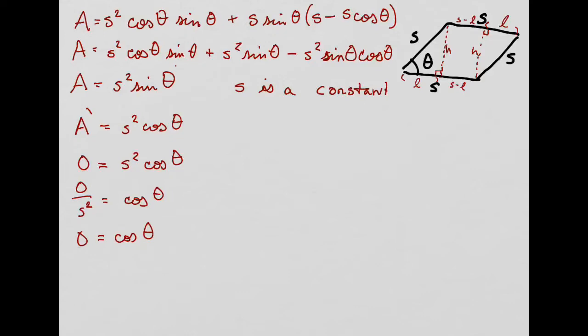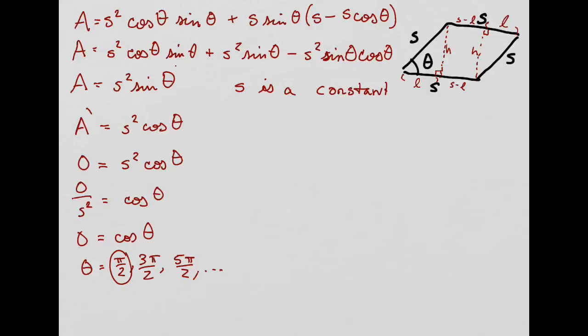Therefore, the zeros of cosine are pi over 2 or 90 degrees, 3 pi over 2, 5 pi over 2, etc. But the only answer that makes sense here is pi over 2, because pi over 2 is 90 degrees, whereas 3 pi over 2 is 270 degrees. And so our answer that makes sense for this problem is pi over 2.